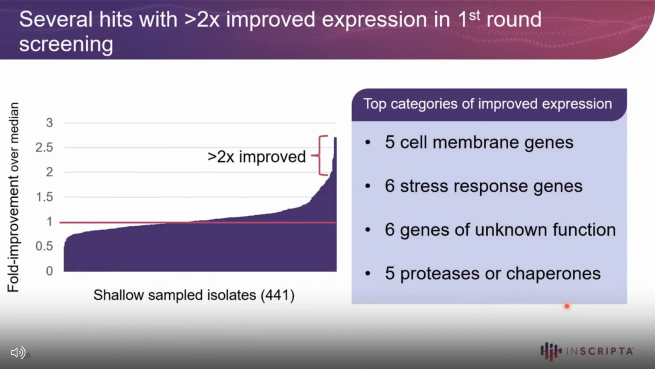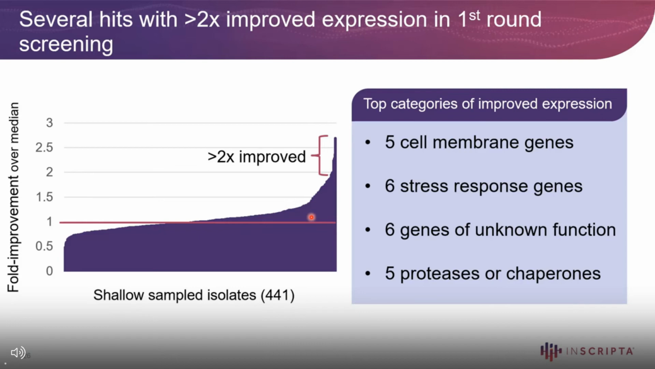So I'm showing the primary screening data from these 3 different libraries, showing the fold improvement over the median, which is here at 1. We did pretty shallow sampling of only 441 isolates from these 3 different library concepts, but it was very nice that they were able to see some hits that had an even greater than 2-fold improvement in asparaginase activity.